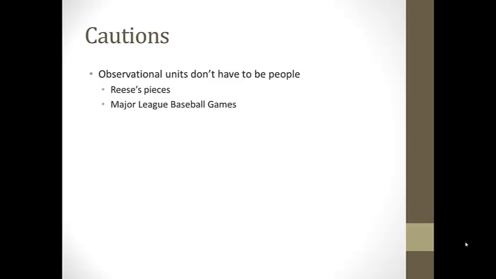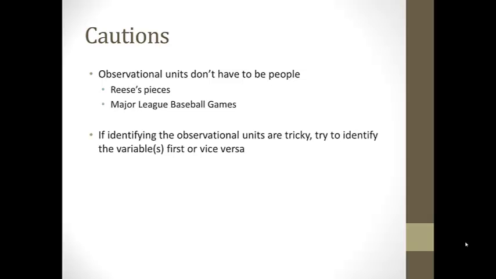If you were taking pieces of candy out of a bag of Reese's Pieces, you could record the color of each piece of candy and how much each candy weighed. In that case, each candy would be the observational unit. Or you could look at attendance patterns in Major League Baseball games. You could, for each of the games during a particular week, record what the attendance was at the game. In that case, the observational unit is the baseball game.